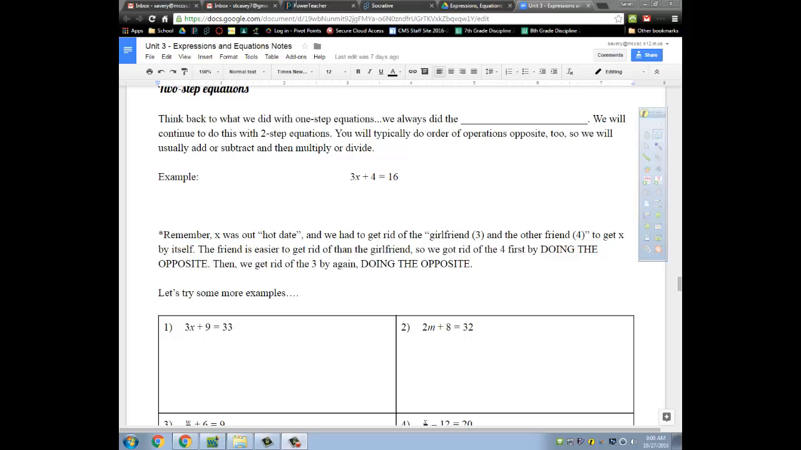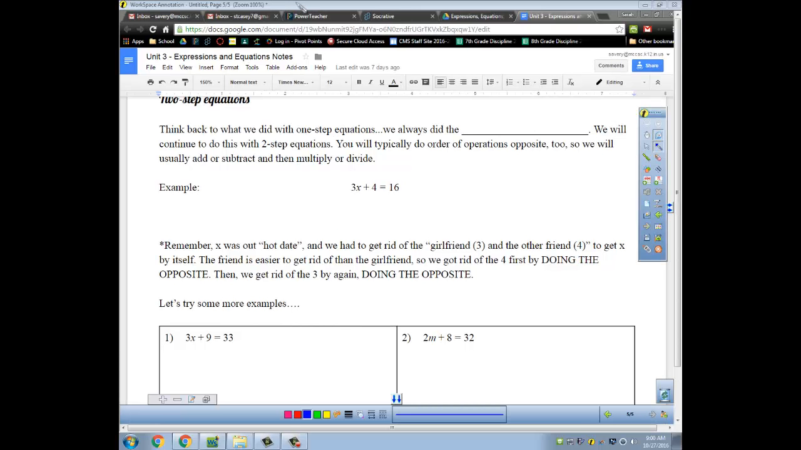Okay, today we're going to be solving two-step equations. So we have been doing one-step equations. So remember, when we do one-step equations, we always do the opposite. We will continue to do the opposite when we solve two-step equations. And we're also going to do order of operations backwards, so that's opposite as well.